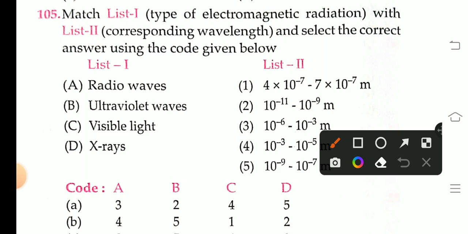Radio waves. Wavelength of radio waves: 10 to the minus 3 to 10 to the minus 5 meter.